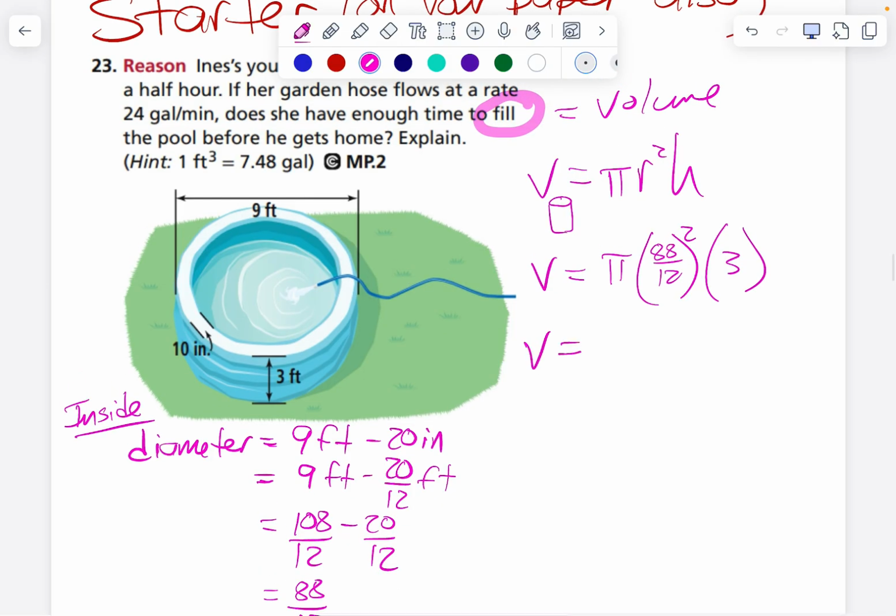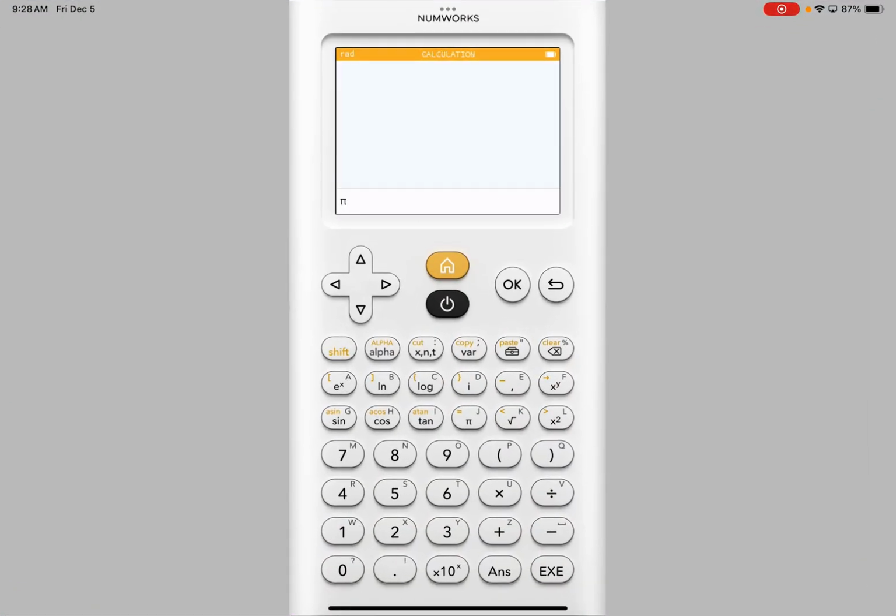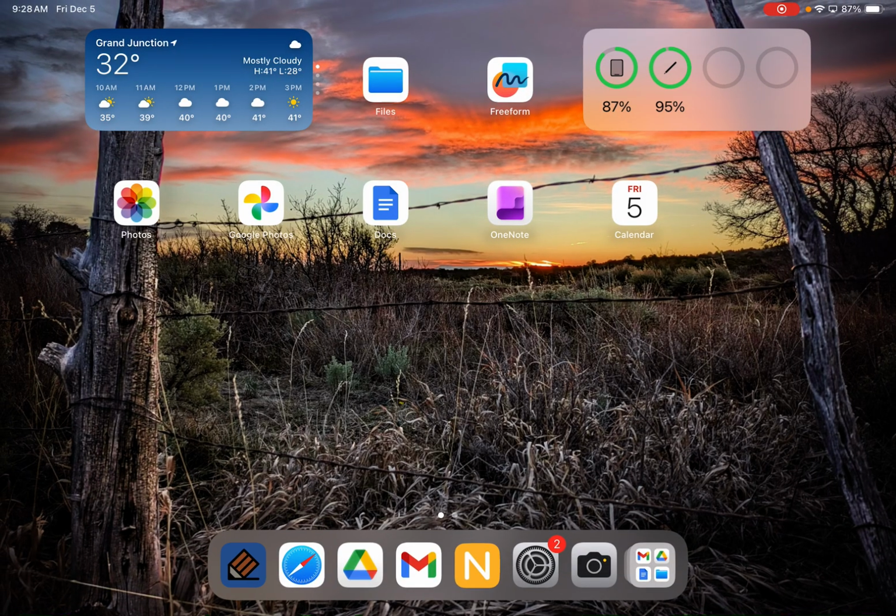All right, since this is an in-context, or what we have called in the past an in-the-field or actual worker calculation, is it okay to use decimals? Yeah, we want to know the volume of this thing. So we have pi times 88/12 squared, the whole thing squared, times 3. So 506.8.